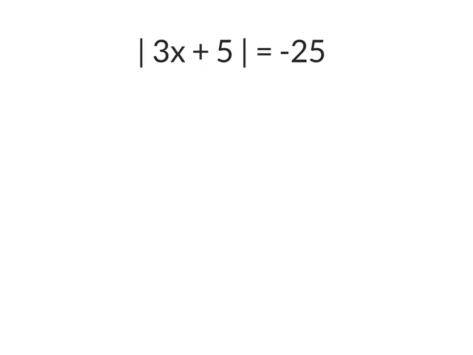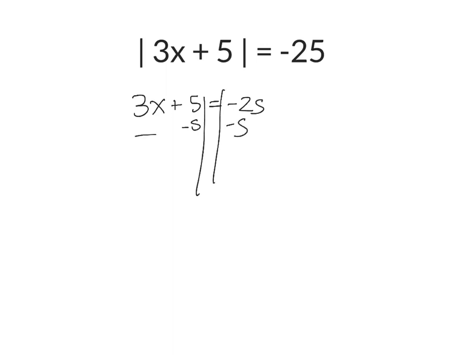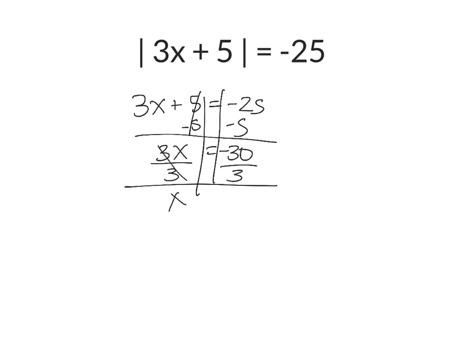Now we have another example of an equation. This one is the absolute value of 3x plus 5 equals negative 25. In situations like this, if we were to go through and actually solve this equation to see what x equals, let's say I start off with one example here. Minus 5, plus 5, minus 5 cancel. 3x equals negative 30. Divide by 3, x equals negative 10. Okay, now we go back and check to see if this works.